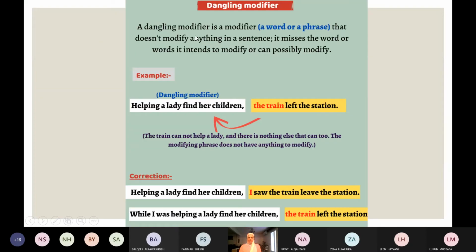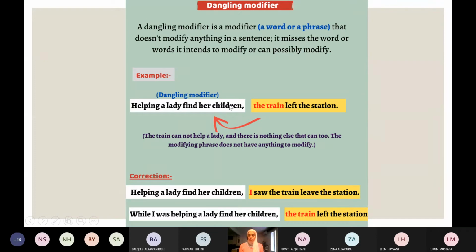A dangling modifier is a modifier, a word or phrase, that doesn't modify anything in the sentence. It doesn't modify anything in the sentence. It misses the word or words it intends to modify or can possibly modify.